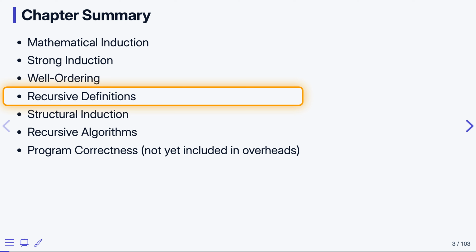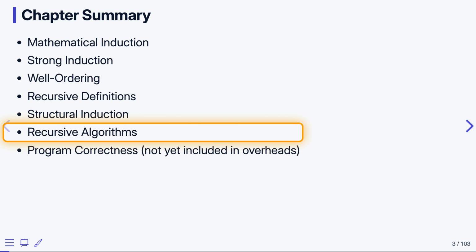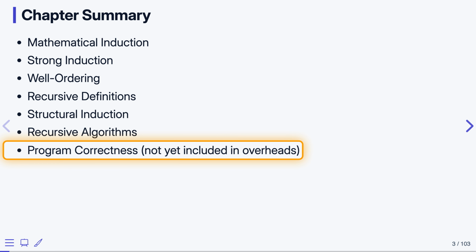Next, recursive definitions. We build objects step by step out of smaller copies. After that, structural induction. It proves facts about objects built that way. Then recursive algorithms. These are procedures that call themselves. The last topic is program correctness. It is not yet in these slides.